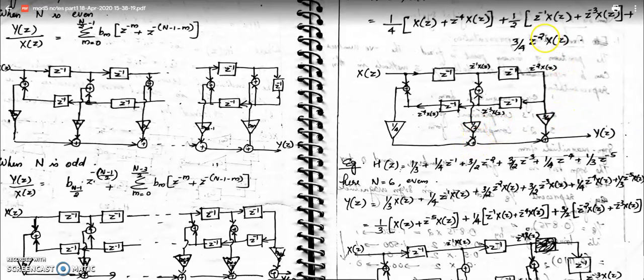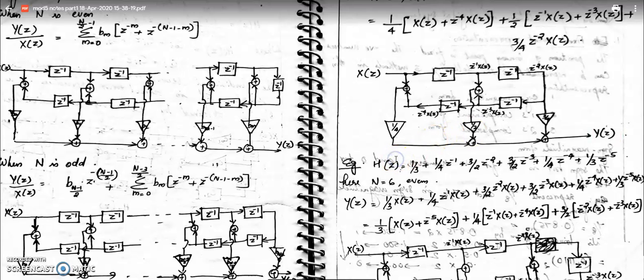And finally 3 by 4 should be multiplied with z raised to minus 2 x of z. Z raised to minus 2 x of z is here. Have to multiply 3 by 4 with this and add with this. So all together added, you will get y of z. So I have implemented the equation.